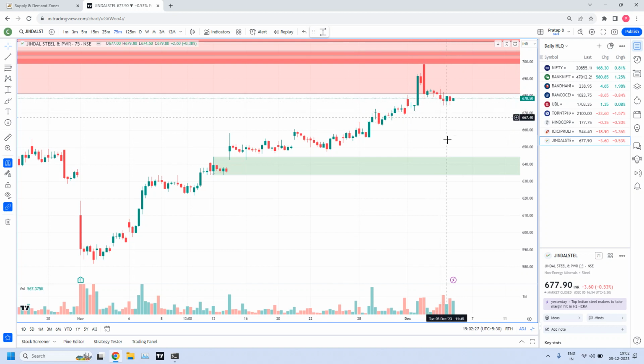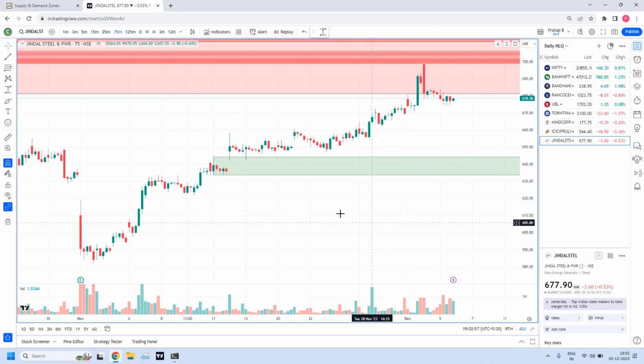So every day you have to keep watching this. How long do we have to watch? Until one of these zones is broken, either the demand zone or the supply zone. Until then we can watch this stock. Any stock having both demand zone and supply zone as high liquidity zones, you can keep in your watch list, because in those zones we get multiple trade opportunities.